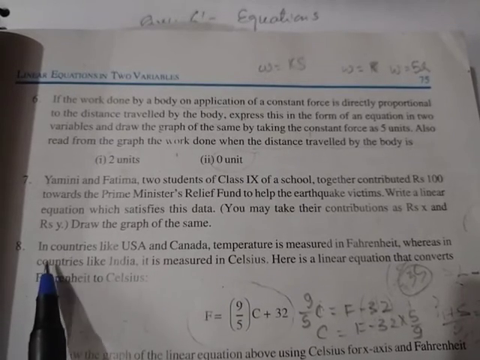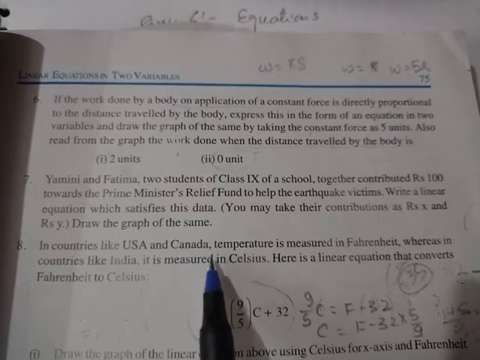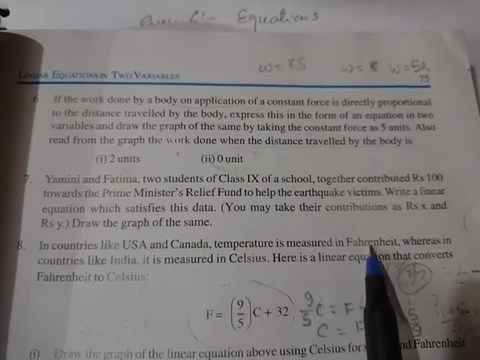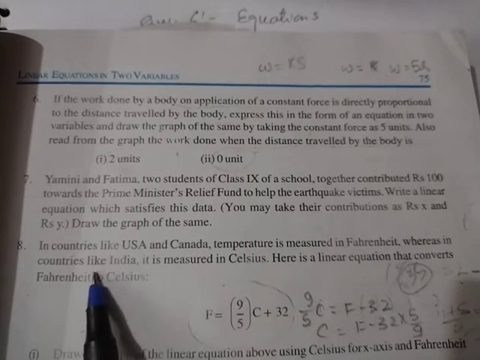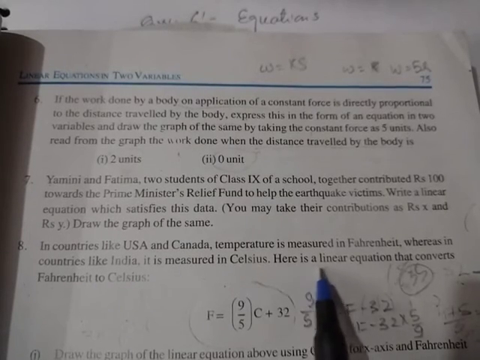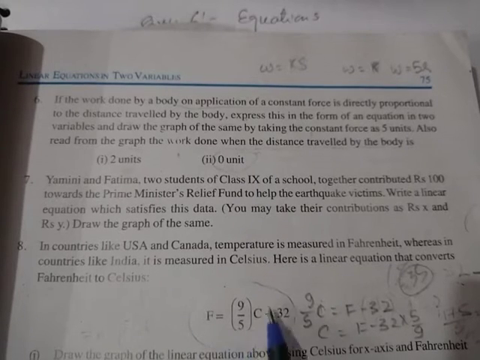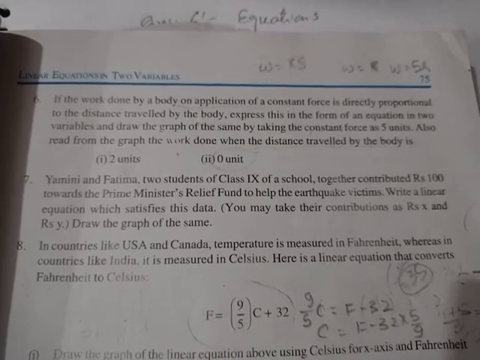Okay, once again you read. In countries like the United States of America and Canada, temperature is measured in Fahrenheit, whereas in India it is measured in Celsius. Here is a linear equation that converts Fahrenheit to Celsius.